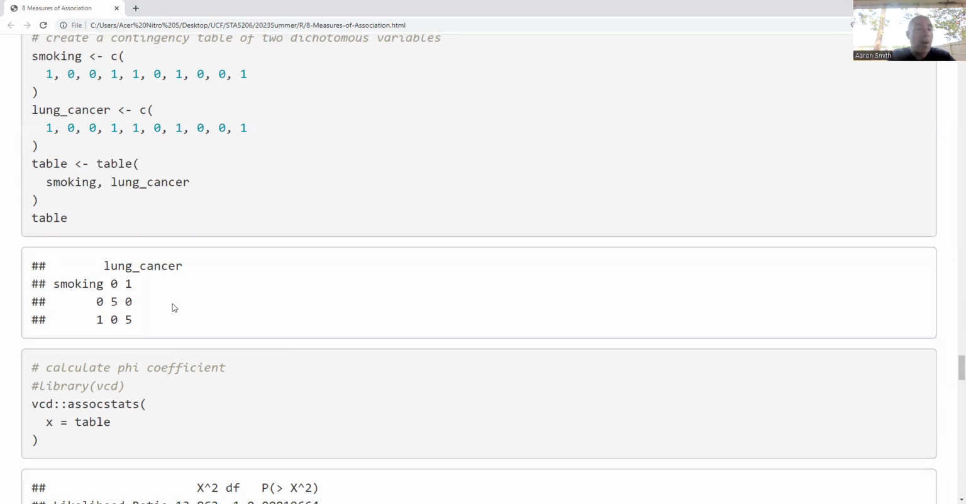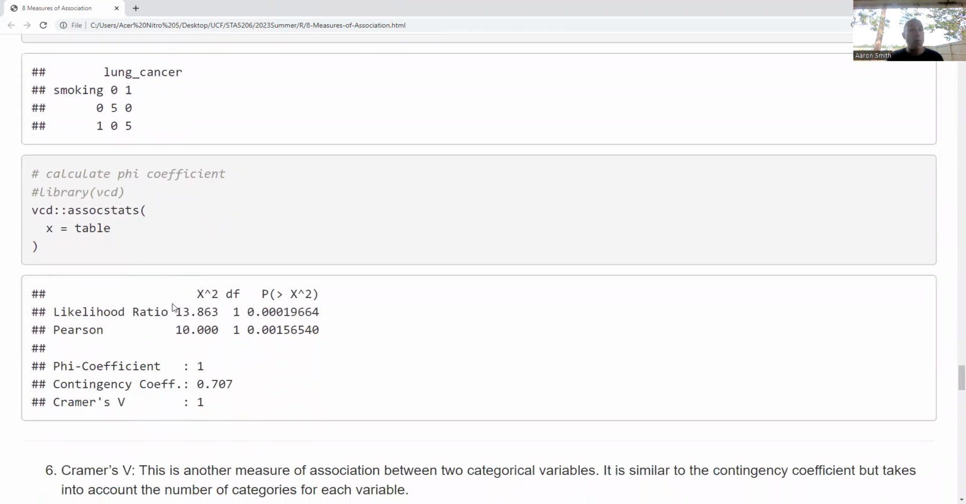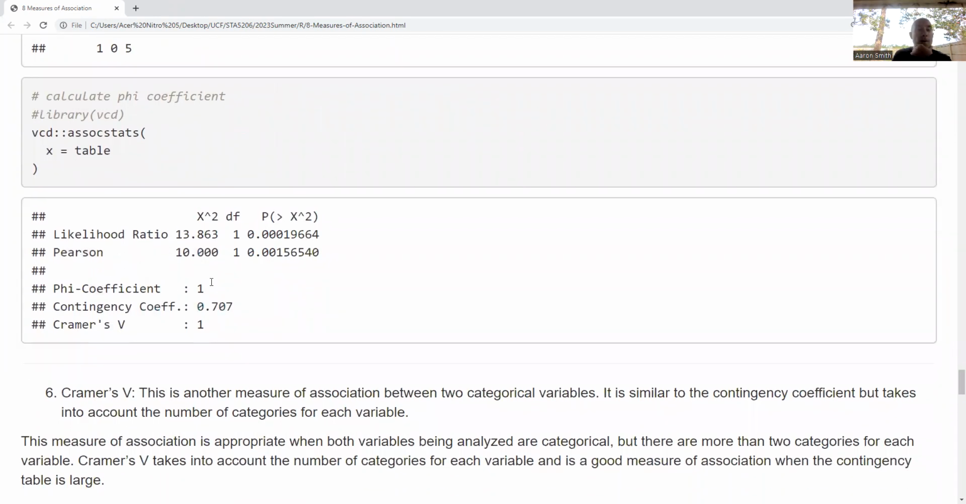Now we'll notice that on this fake dummy data set, we have perfect association from a data point of view: every time they're a smoker, they have lung cancer. Every time they're a non-smoker, they don't have lung cancer. This is a very extreme result, and this gives us a feel for what's going on. So now we see a phi coefficient of 1, a contingency coefficient of 0.7, and Cramér's V of 1.